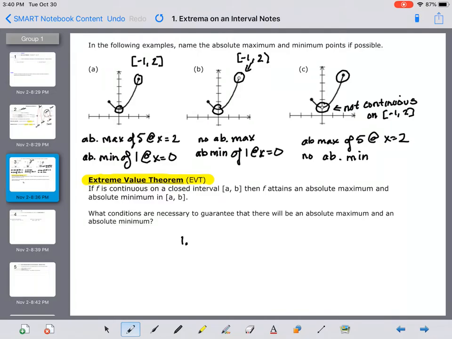So two things have to happen in order for this to be true. One, the function has to be continuous. And two, it has to be closed. So the function has to be continuous and it has to be closed. That just means it has to have a start and a stop, and every point in between that start and that stop has to exist. Okay.